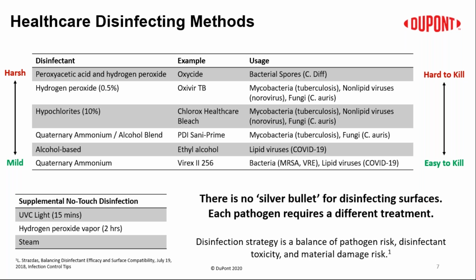There's also supplemental no-touch disinfectants that are sometimes used, for example, in terminal cleaning of a room. UVC light at 254 nanometers, hydrogen peroxide vapor, or steam can sometimes be used. What's important to note is that there's no silver bullet for disinfecting strategies. There's no one material that we can use as a disinfectant. Each pathogen requires a different treatment. And your disinfection strategy is a balance of the risk that the pathogen poses to your staff and your patients, the disinfectant toxicity, and the risk of damaging all the materials in your healthcare facility.